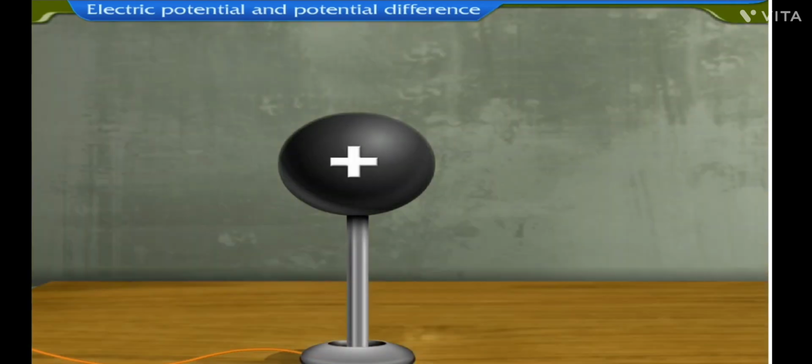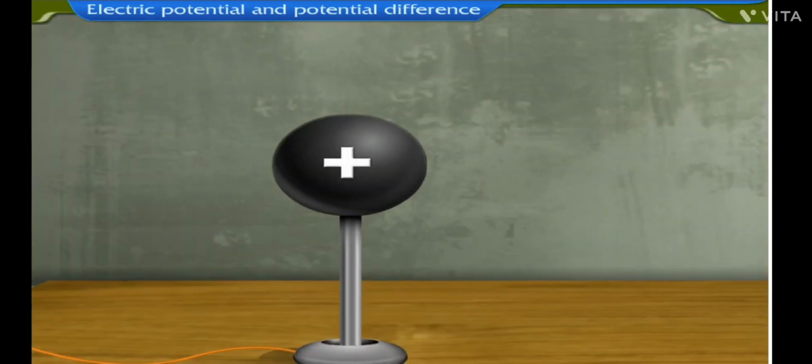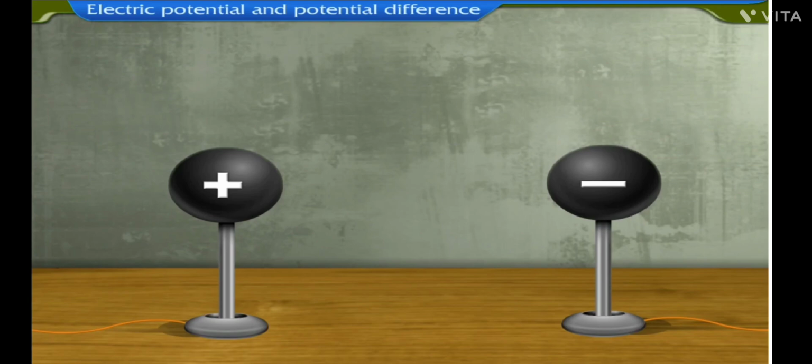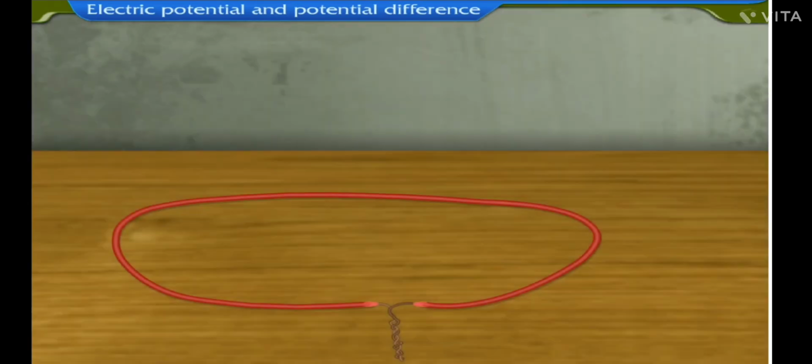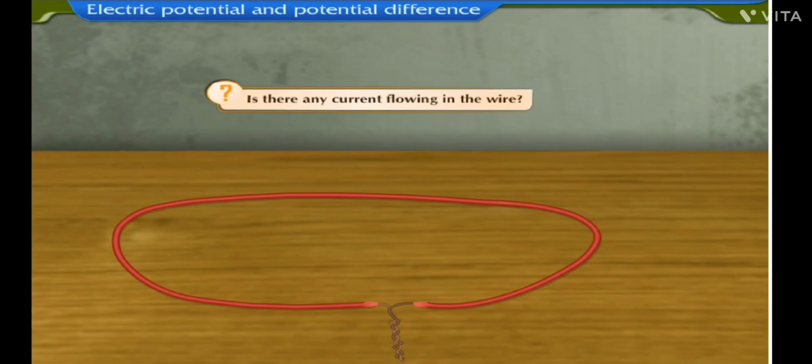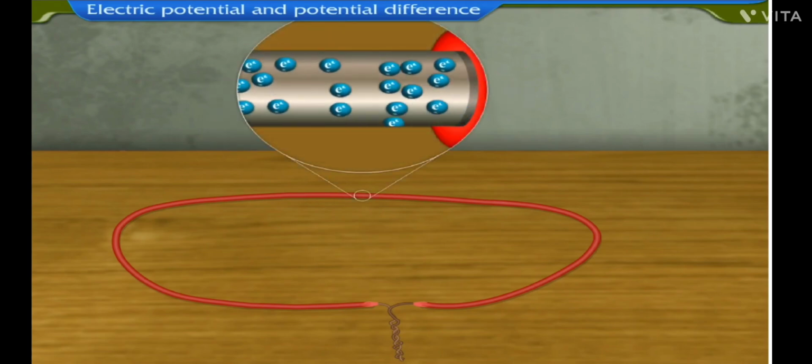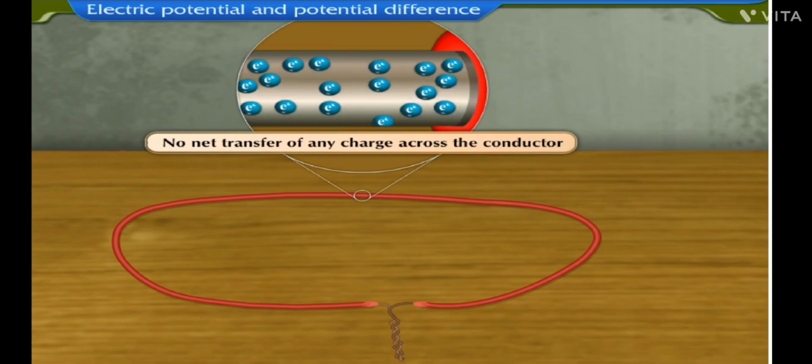Electric potential at a point is the electric level at that point. If there is a difference in the electric potential at 2 points, we say that there exists an electric potential difference between these 2 points. To elaborate this concept, let us consider a copper wire connected in the form of a loop. Is there any current flowing in the wire? No. Can you guess why? This is because charges move in random directions such that there is no net transfer of any charge across the conductor. Here, all the charges are at the same potential.